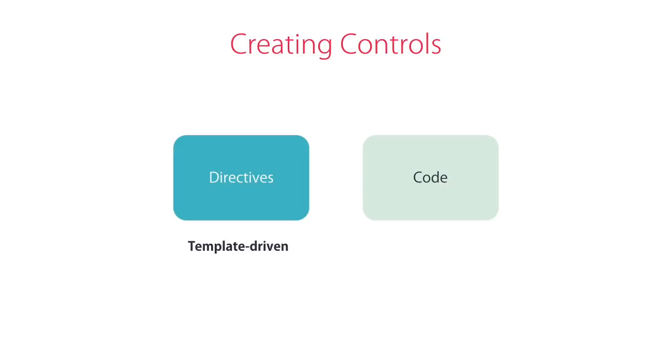Another approach involves explicitly creating these control objects. So in our components, we write code to create new instances of the control group and control objects. We call forms that are built this way reactive forms. Previously, they used to be called model-driven forms. Now they are called reactive forms. Now you might ask, what is the difference between template-driven forms and reactive forms?